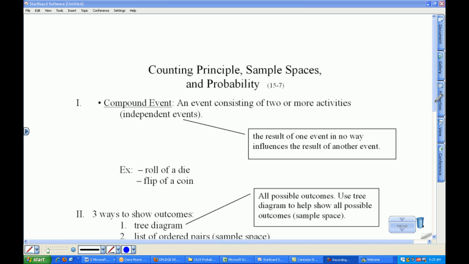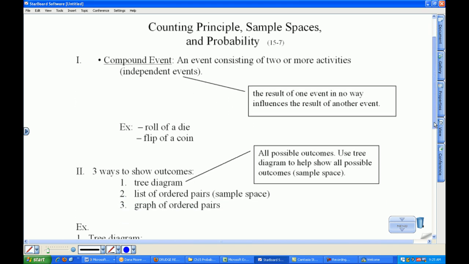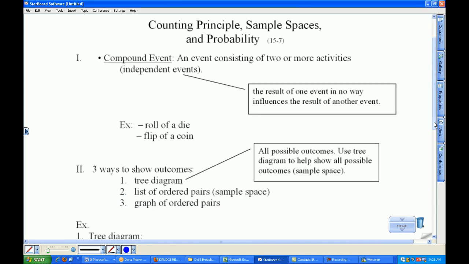Alright, each event happens independently of each other. So if I draw a card out of a deck of cards, put that card back in, I pull another card out, the card that I pulled out the first time has absolutely no impact on the chance of getting the same card or any other card on that second pull. So the example we have here, rolling a die. You roll a die and then you flip a coin. They have absolutely nothing to do with each other.